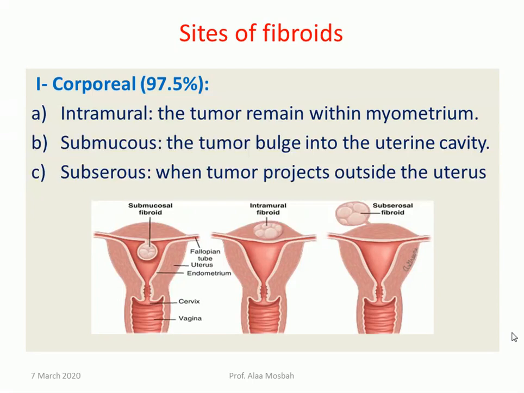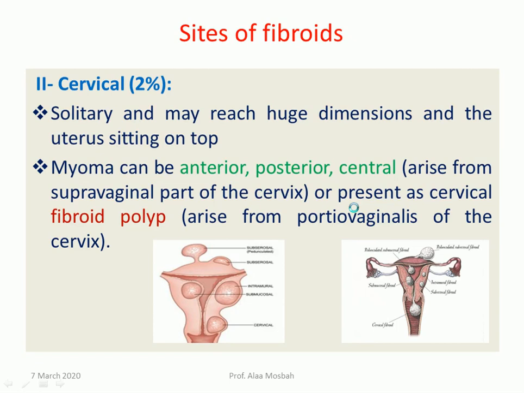What are the sites of fibroid? As you see in the picture, fibroid may be corporeal, in the body of the uterus, fundus, or cervical, if it occurs in the cervix, or ligamentary, in the broad ligament, or parasitic, as we will see later on. Corporeal can be divided into three categories: submucosal fibroid, intramural fibroid, and subserosal fibroid. And the corporeal, of course, constitute the majority, about 97% of all cases of fibroid.